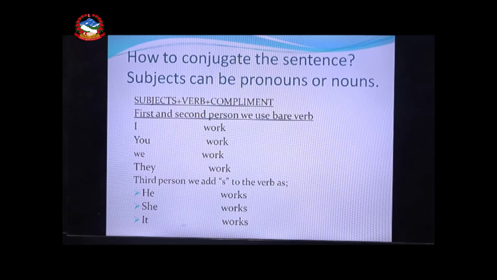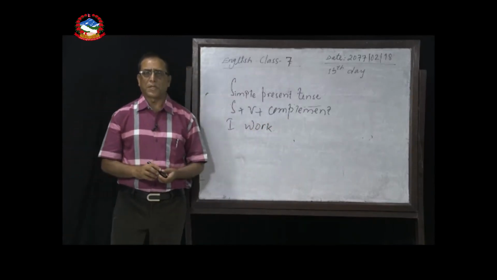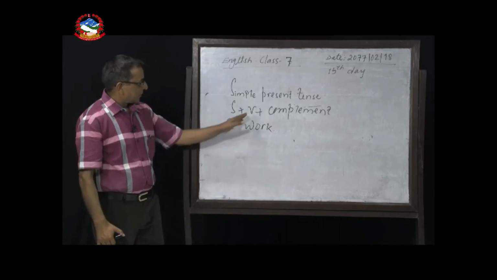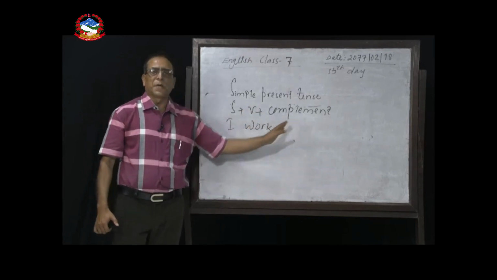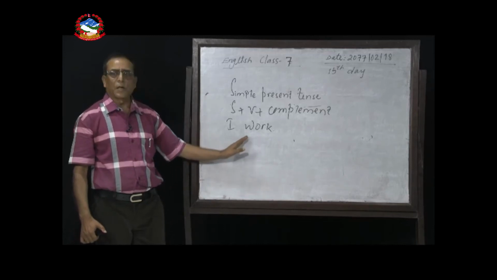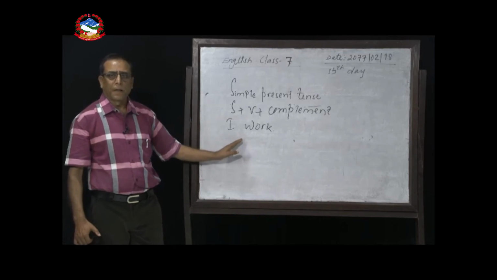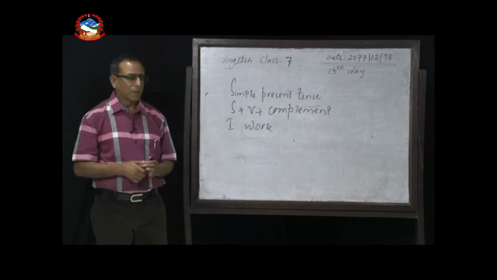For example, only we use the complement here. I walk. Listen carefully. I walk. I is the subject. We don't have a verb here. Only the complement is given here, walk. So it is called the bare verb. B-A-R-E, bare verb.